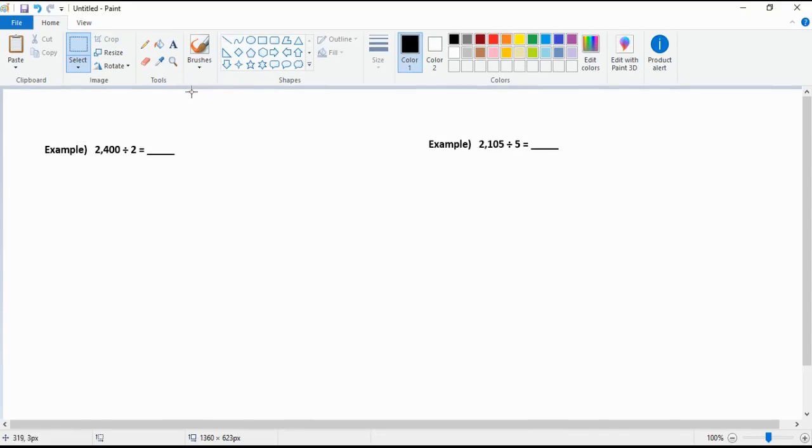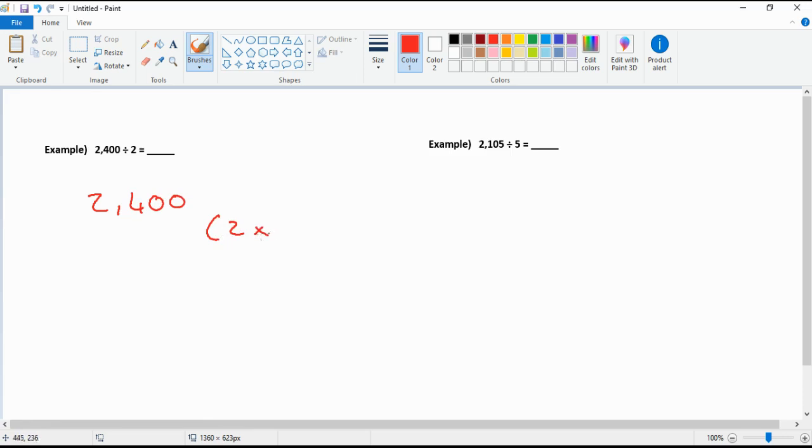We're going to practice dividing a 4-digit dividend by a 1-digit divisor. We're dividing a 4-digit number by a 1-digit number, and we're using the partial quotient strategy. We have 2,400 divided by 2, so I'm just going to rewrite this. 2,400.